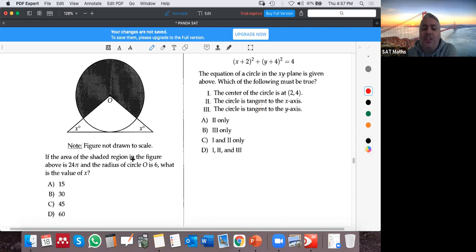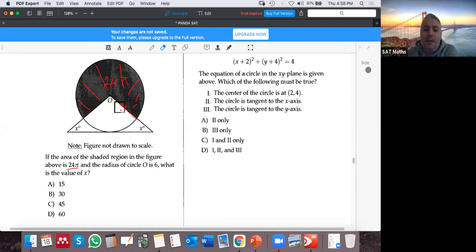The area of the shaded region in the figure above is 24 pi. And the radius of circle O is 6, so this part is 6. What is x?